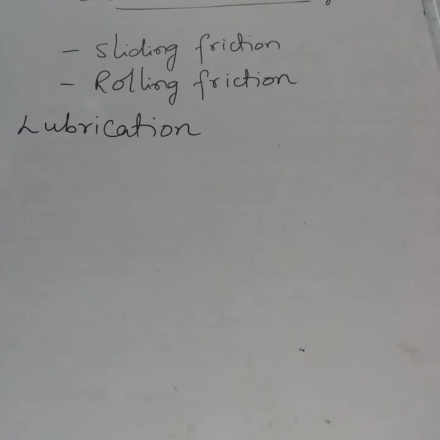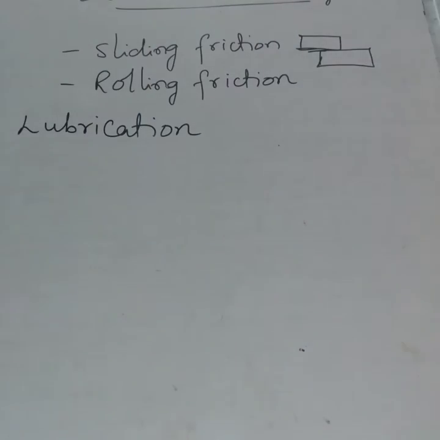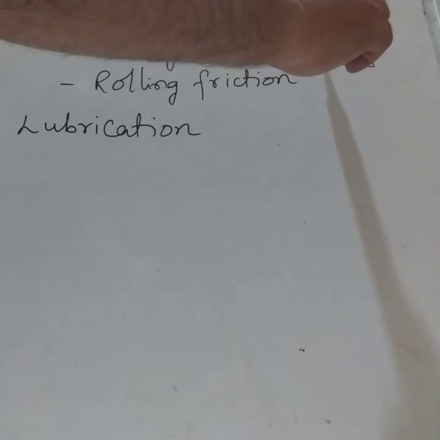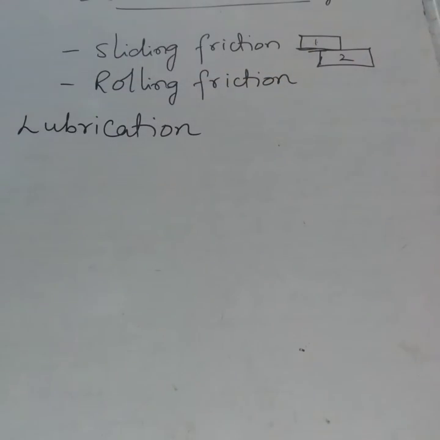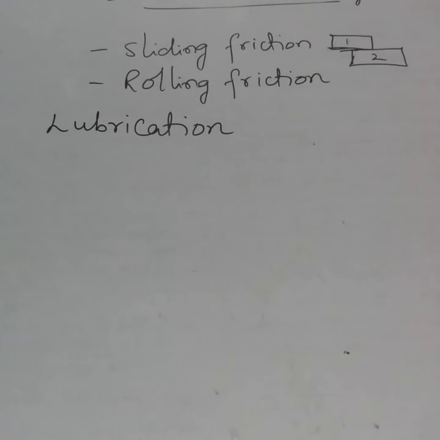Basically, part of the energy supplied to every machine is always lost because of frictional resistance between the moving parts of the machine. The important frictional forces are sliding friction and rolling friction. Sliding friction is the resistance to motion when the contacting surfaces of two solids move relatively with each other. That is, when you have one surface and another surface, and they have movement among each other, when one body slides over the second body, then such friction is called sliding friction.